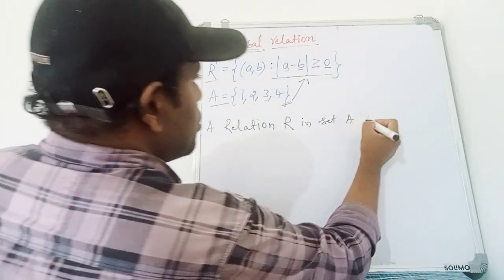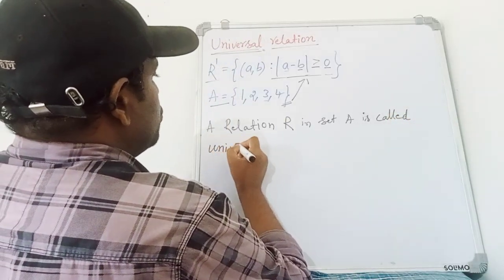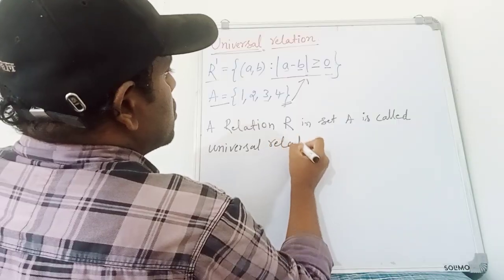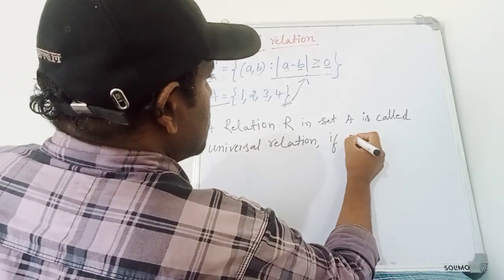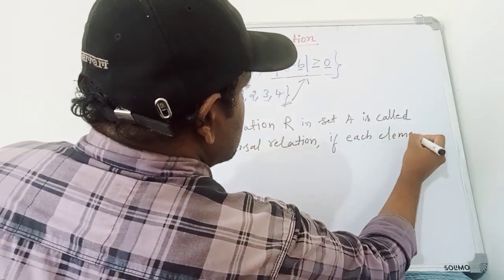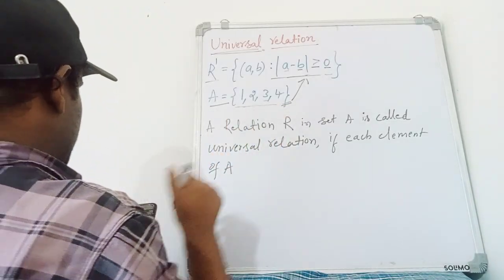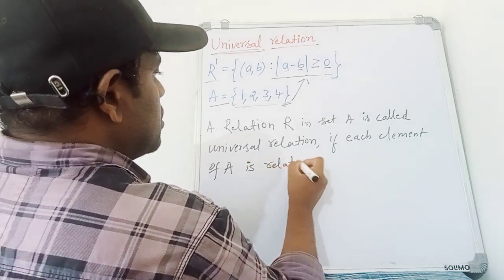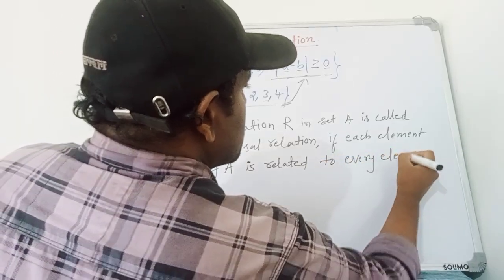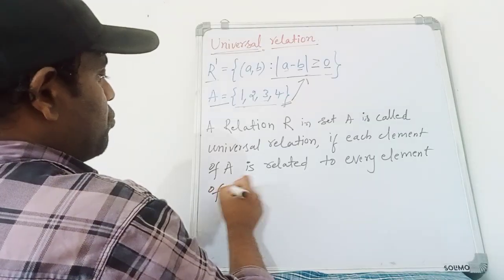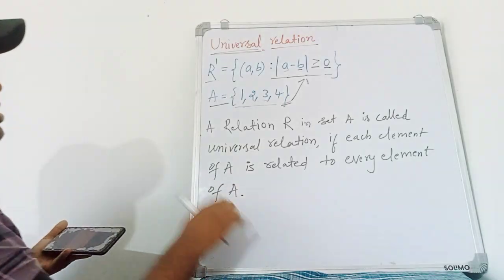Next, R is called universal relation if each element of A is related to every element of A. I mean, whatever element you take, that's the meaning. Okay, so this is the definition.